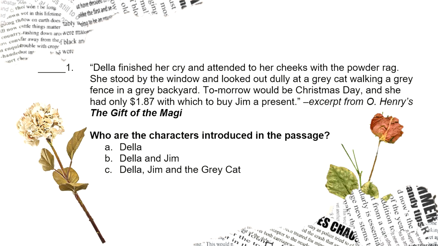Number 1. Della finished her cry and attended to her cheeks with a powder rag. She stood by the window and looked out dully at a gray cat walking a gray fence in a gray backyard. Tomorrow would be Christmas Day, and she had only $1.87 with which to buy Jim a present. This is an excerpt from O. Henry's The Gift of the Magi. Who are the characters introduced in the passage? A. Della. B. Della and Jim. C. Della, Jim, and the Gray Cat.